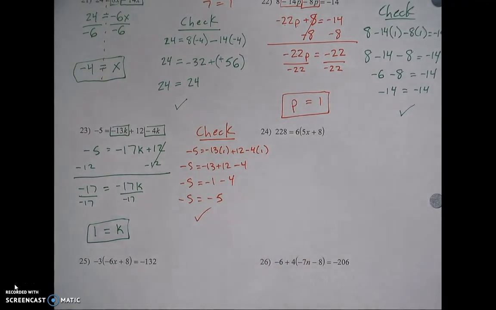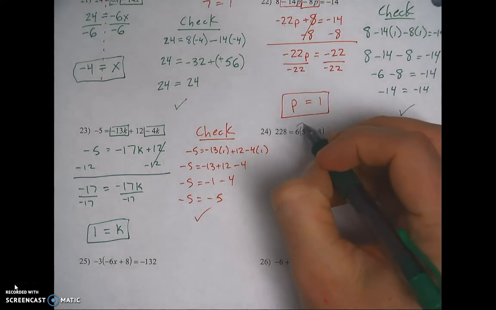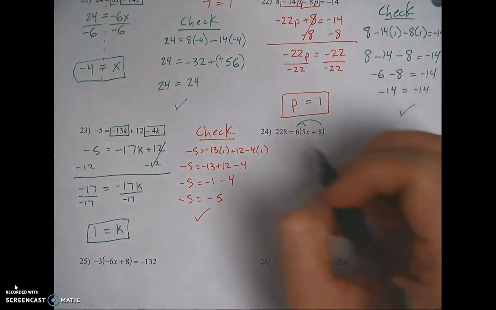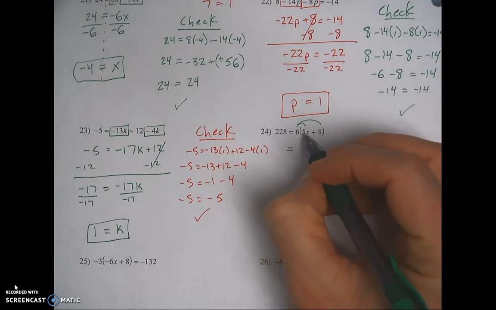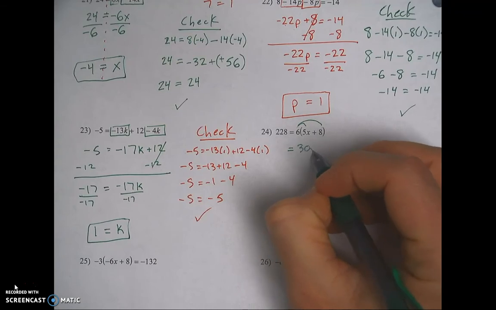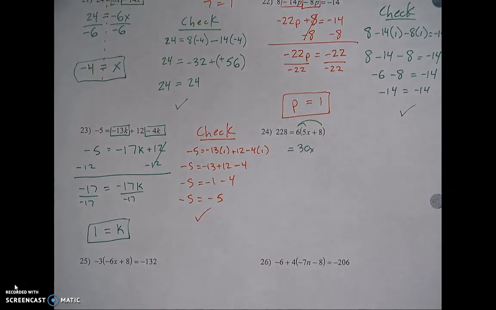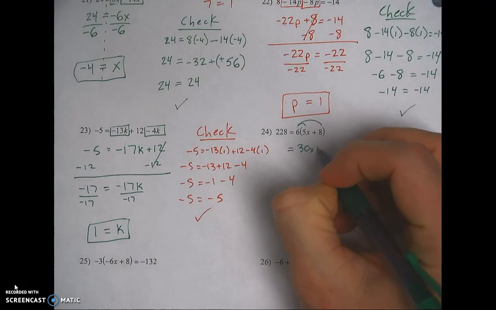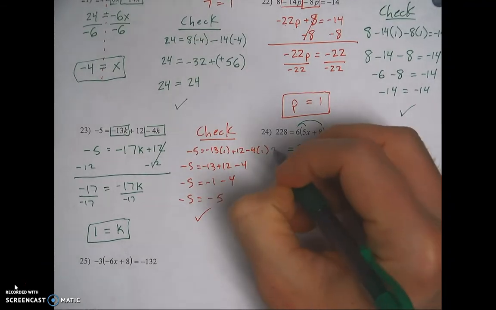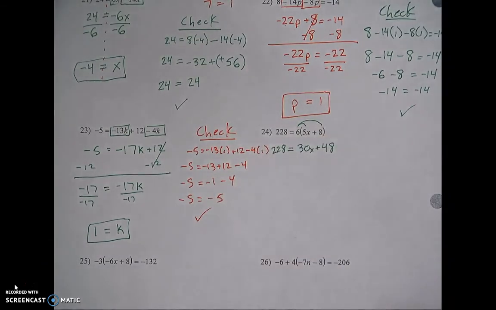So moving on to 24. Same idea, we're simplifying one side and then solving it like we've always solved it. So on the right side, as soon as you see those parentheses, you should think distribute. So 6 times 5x is 30x, and 6 times 8 is 48. So we have 228 equals 30x plus 48. At that point, it's a two-step equation, and we should all feel really good about it.